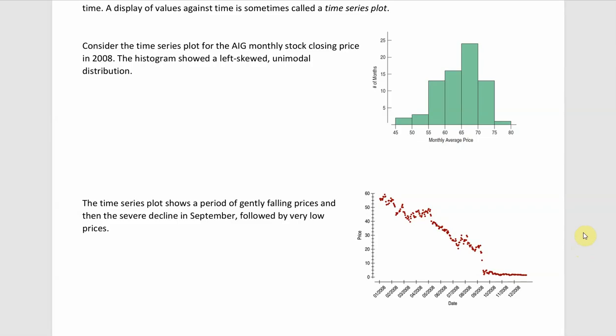Just if you have a variable where you have an inkling or a thought that maybe there's variation over time, then maybe make the time series plot in addition to the histogram, right? There's nothing wrong with having an extra graph in there.